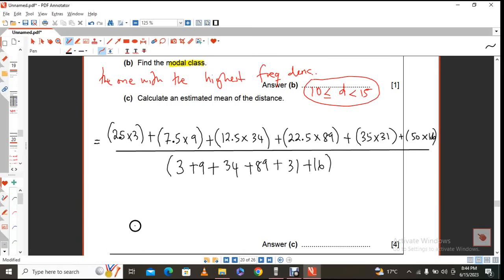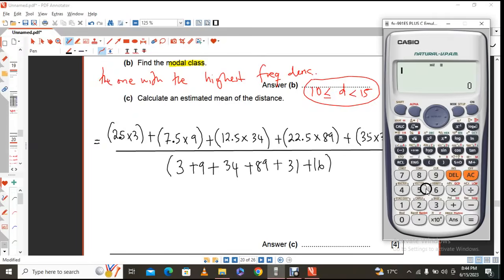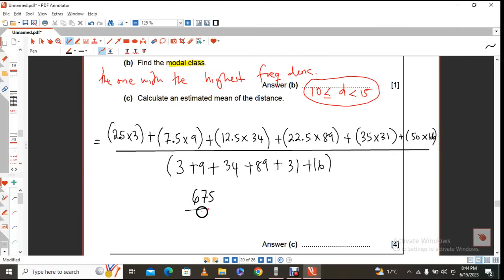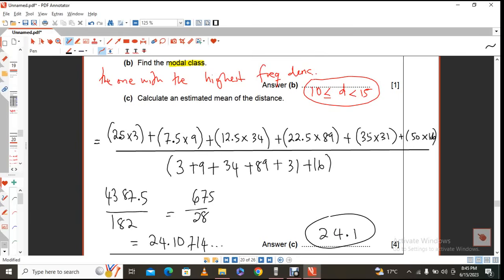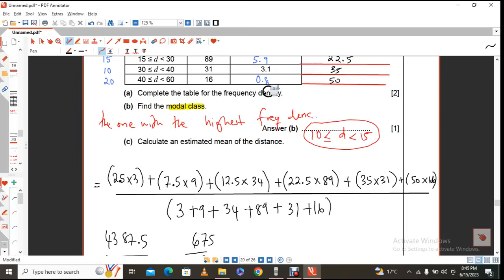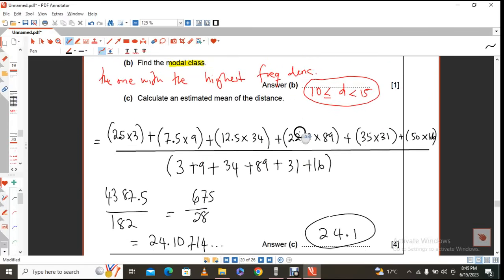You should get to an answer of, let's see, if I was to do that, 675 divided by 28. Okay, right. So you should get 675 over 28. Of course, it is 4387.5 over 182. If you use your calculator correctly, you should get 24.10714 and so on, and 24.1. That's the acceptable answer. All right, so I'll need that table again in order to do the last part of the question.